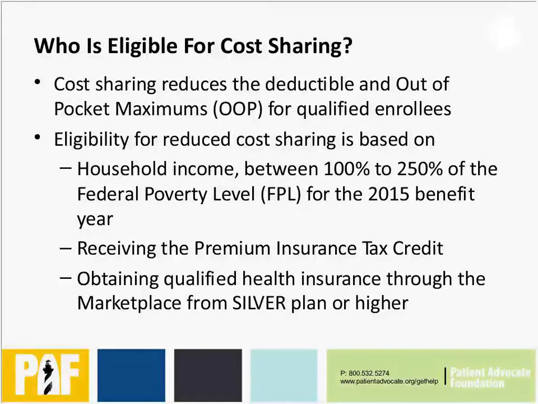The second form of financial assistance is called cost sharing, and cost sharing actually reduces your out-of-pocket maximum, so it reduces your deductibles as well as those out-of-pocket limits for the entire plan year for qualified enrollees. To be eligible for this type of financial support, it's based on having a household income between 100 and 250% of the federal poverty level. You have to be enrolled and eligible for the premium tax credit. And again, you have to have purchased the plan through the marketplace at the silver level or higher.